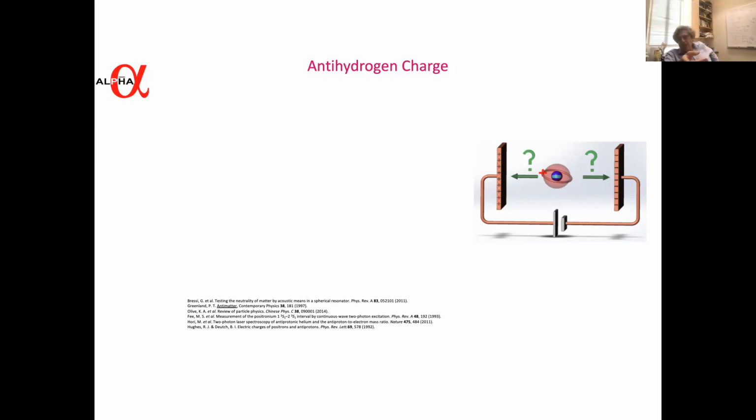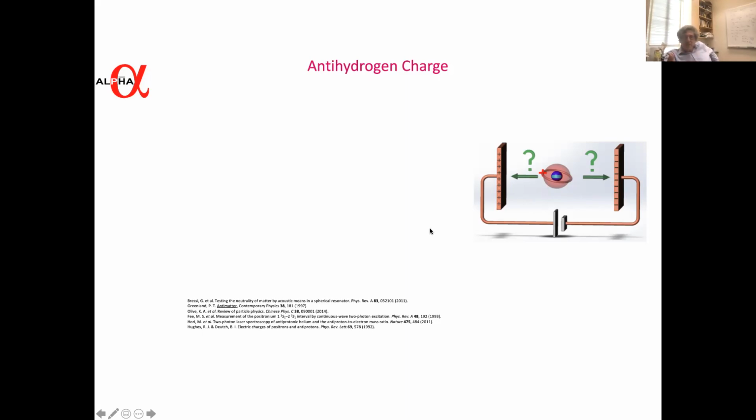Suppose the charge of the positron and antiproton were not quite equal. What might you do? Put one in an electric field. Yes, right. Put them in an electric field. So that's the little picture here, the cartoon of what we did. You put in an electric field and you see, does it go one way? Can you manipulate it?